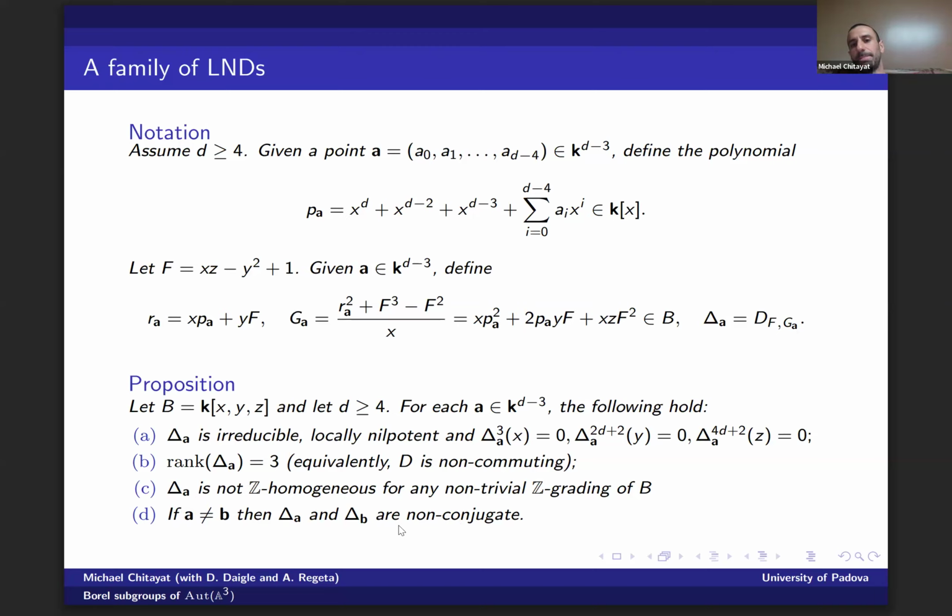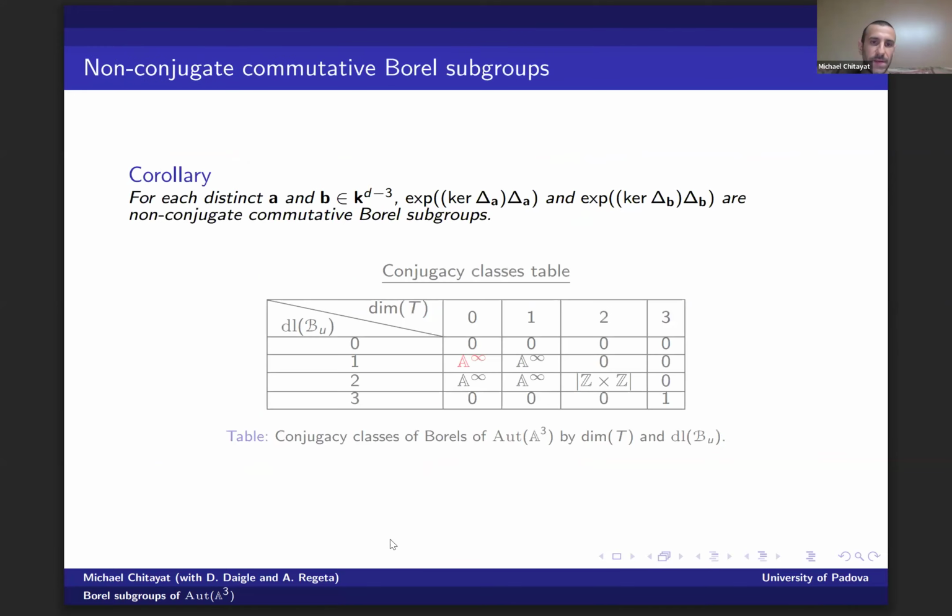And here you use properties of the plinth ideal. Again, you use the fact that it's principal and the fact that any automorphism must map one plinth ideal to another. And what this gives you is the following. For each distinct A and B in affine space, if you take the exponential of the kernel of that derivation times the derivation, for distinct A and B, those are non-conjugate commutative Borel subgroups.